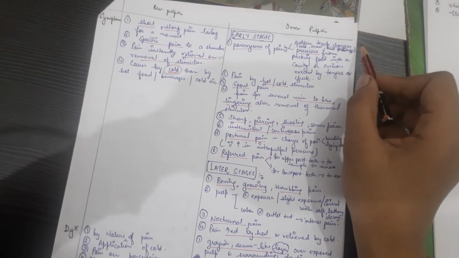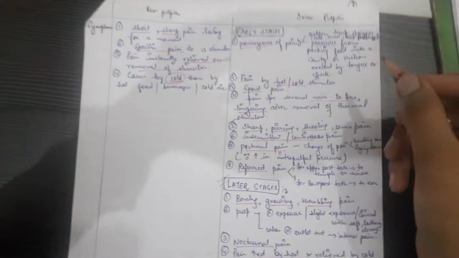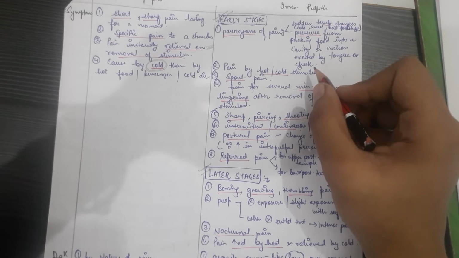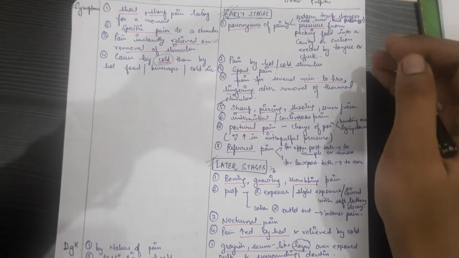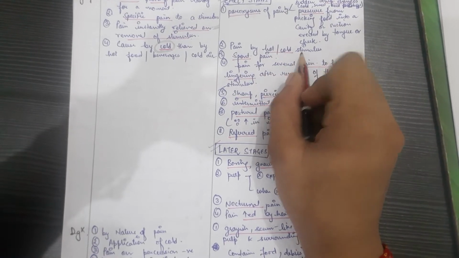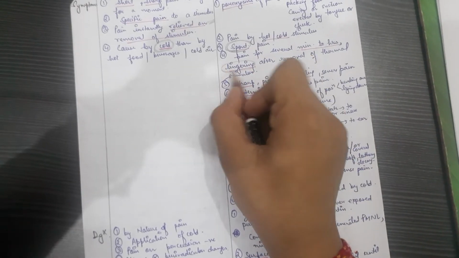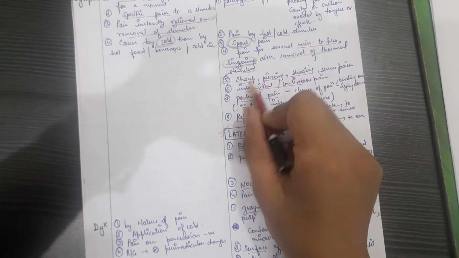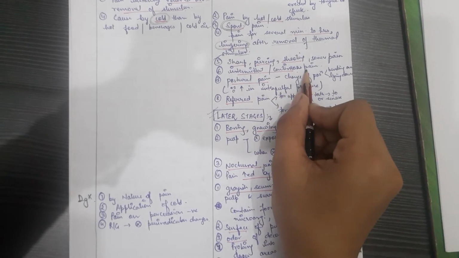Whereas the symptoms of irreversible pulpitis can be defined in two stages, early stage as well as later stage. In early stage, there is paroxysm of pain, which means there is sudden pain; temperature change and pressure change can cause the paroxysm of pain. Then pain can occur due to hot or cold stimulus. The main important feature here is spontaneous pain, lingering pain even after removal of stimulus. Sharp, piercing, shooting, severe pain, intermittent or continuous pain.